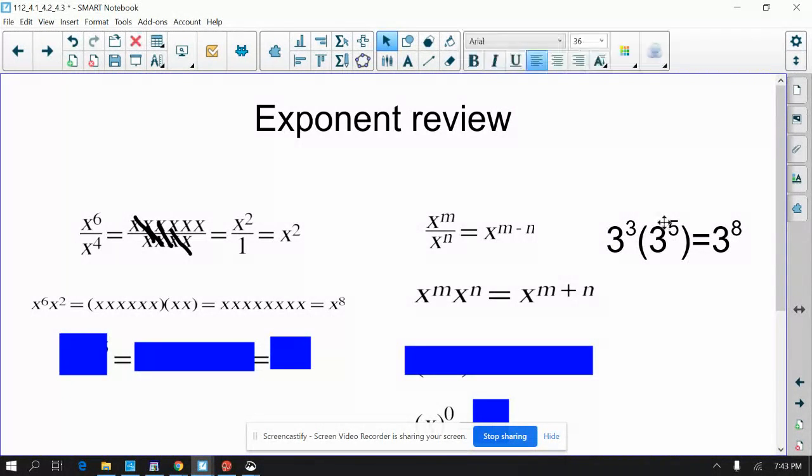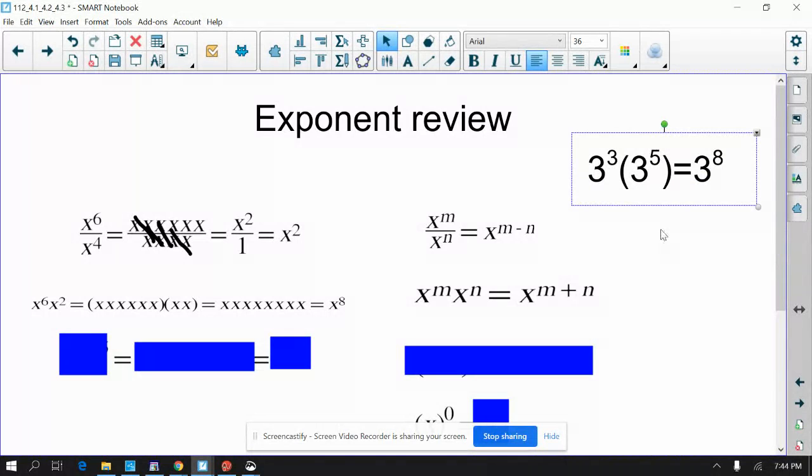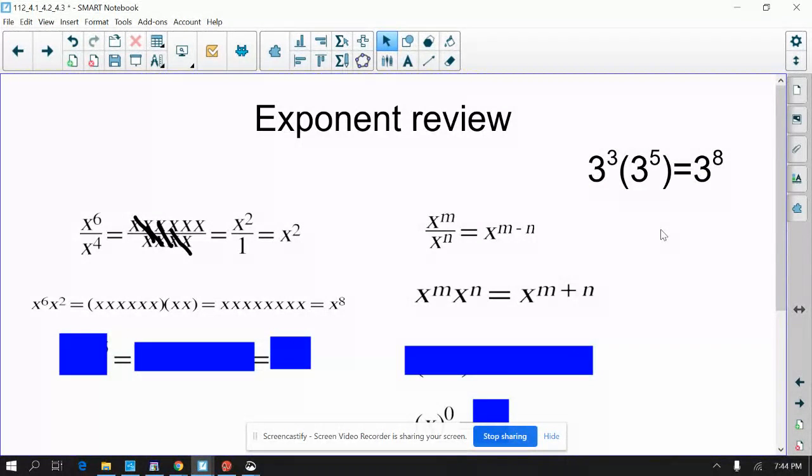And some people ask, well, why don't you multiply the threes? And the answer is, you are multiplying the threes. You are. 3 to the third is 3 times 3 times 3. 3 to the fifth is 3 times 3 times 3 times 3 times 3. So all that together is 3 times itself 8 times. So it's 3 to the eighth. Students make a mistake and write 9 to the eighth right here, and they get it wrong.